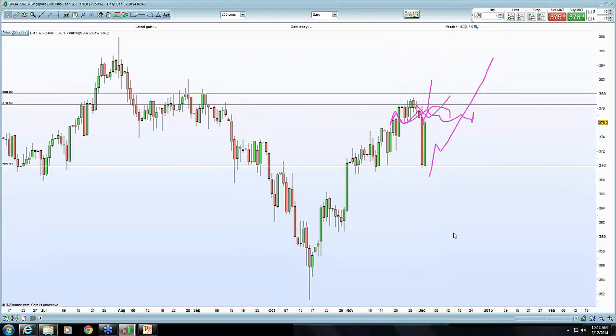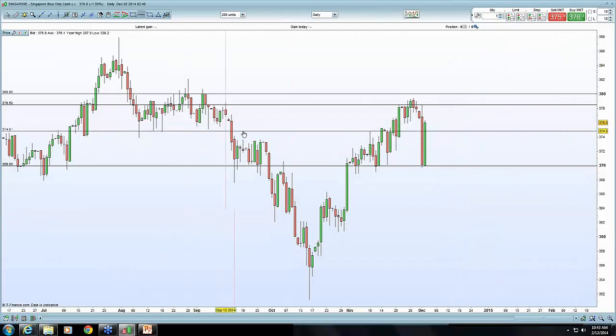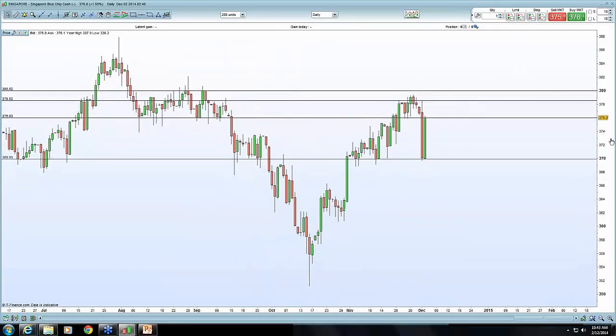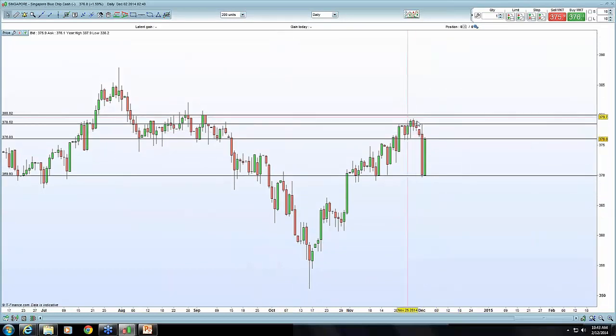Yep. Sorry, Mr. Rama, is a resistance and failure to break 376 a good price to short? Failure to break 376. Oh yeah, okay. Two levels of resistance here. I mentioned this is the weekly resistance level. This is a shorter term resistance around 376. Okay. It depends on your trade plan.